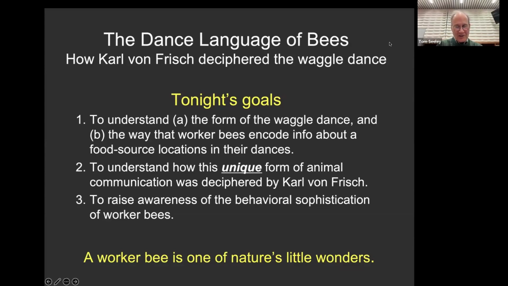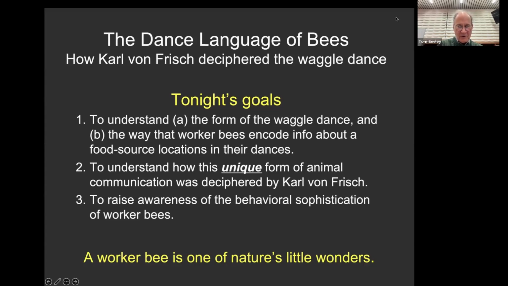And it's a rich story, and I've set just 3 goals tonight. First, to understand the form of the waggle dance and the way that worker bees encode information about a food source location or locations in their dances. Secondly, to understand how this unique, and I've emphasized unique, form of animal communication was deciphered by Carl von Frisch. It took him many decades to do it. You'll see why.